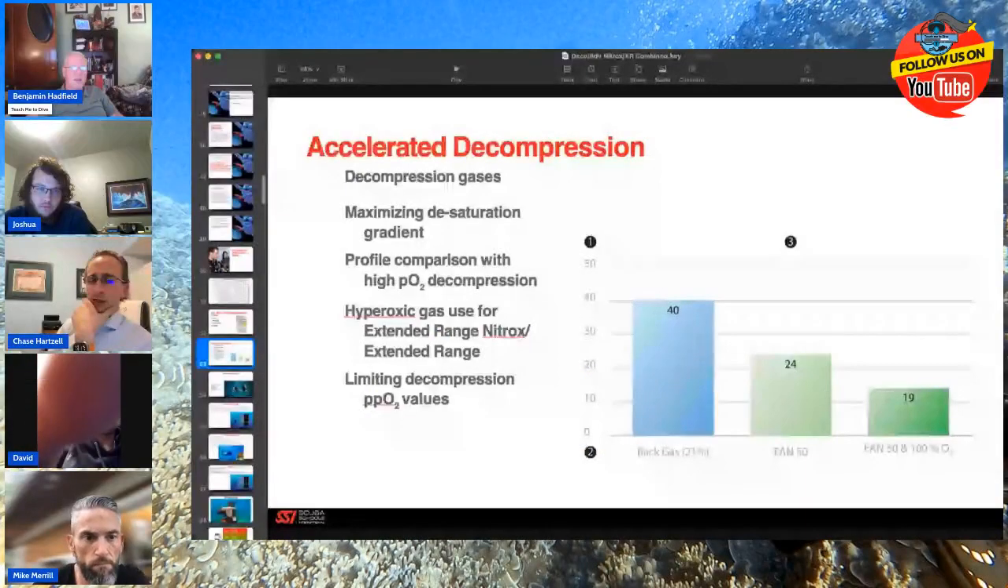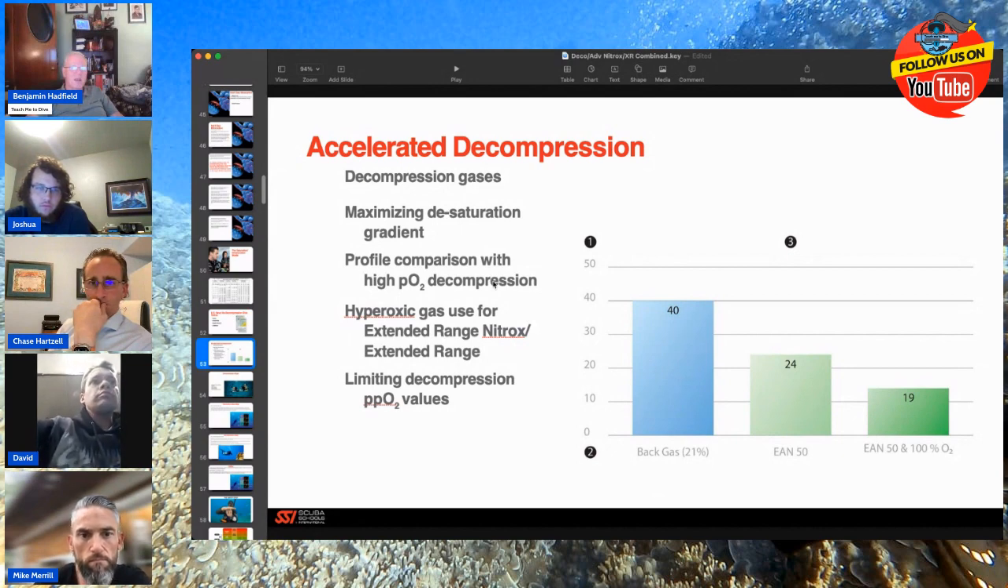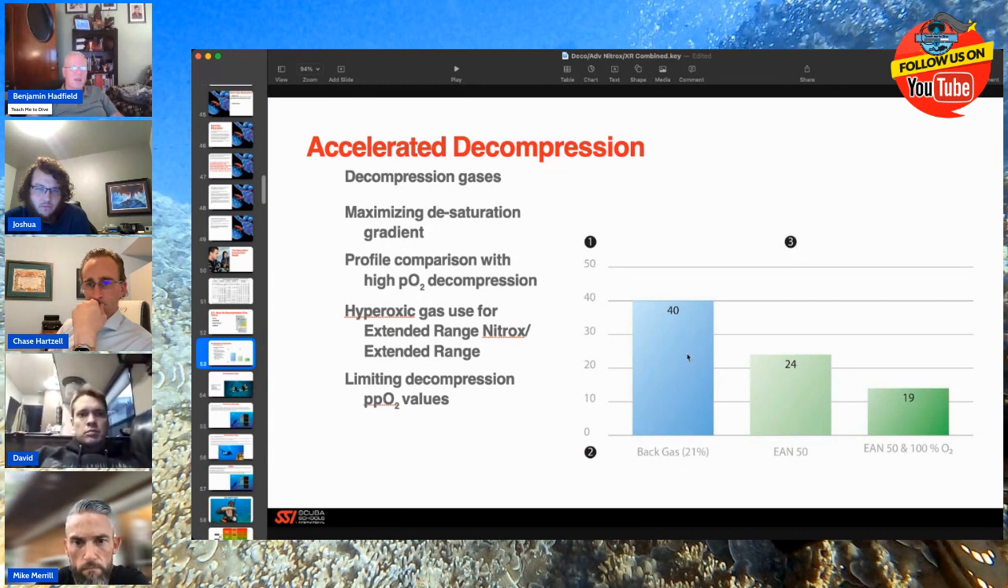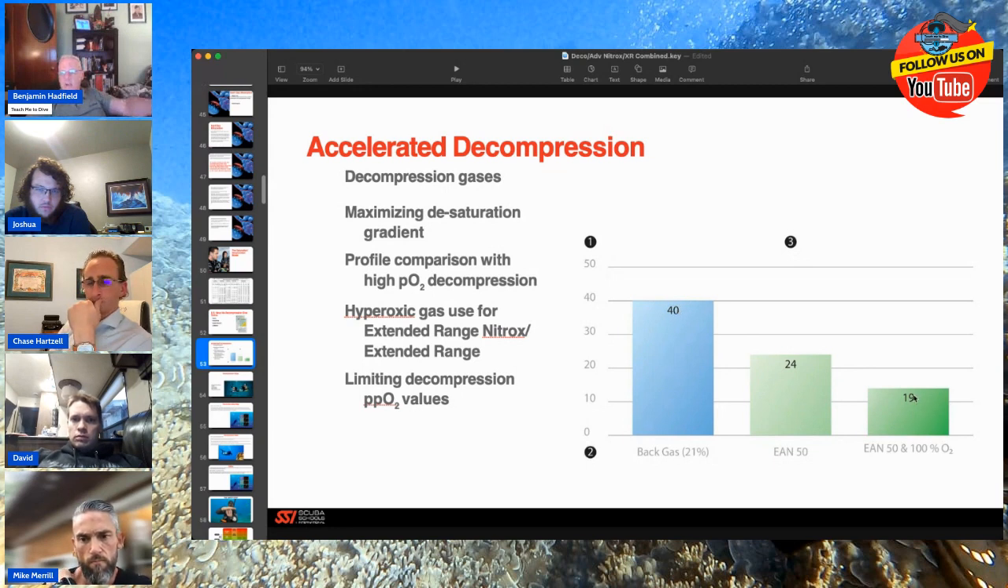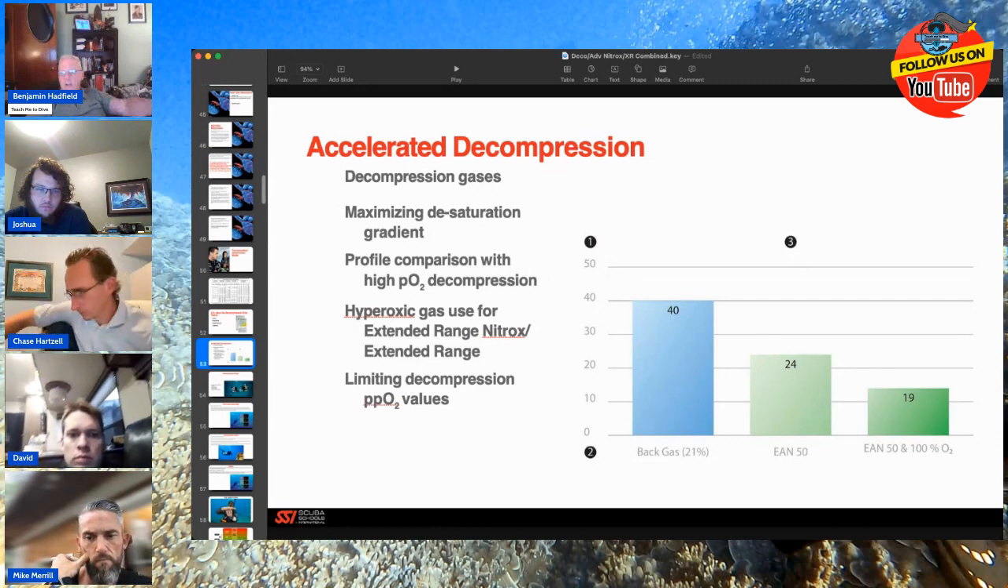Now, interestingly enough, I'm going to share another graph. When we start using an accelerated decompression model, if we were to use this all at the same depth, with back gas for decompression at 21%, our decompression at 40 would be 40 minutes. If we switched our decompression mix over to EAN 50%, we can accelerate that decompression time from a 40-minute stop to a 24-minute stop. If we switch that same gas to 50% plus a 100% mix as well, we can take that time from 40 minutes all the way down to 19 minutes. That's our concept of using an accelerated decompression mix.